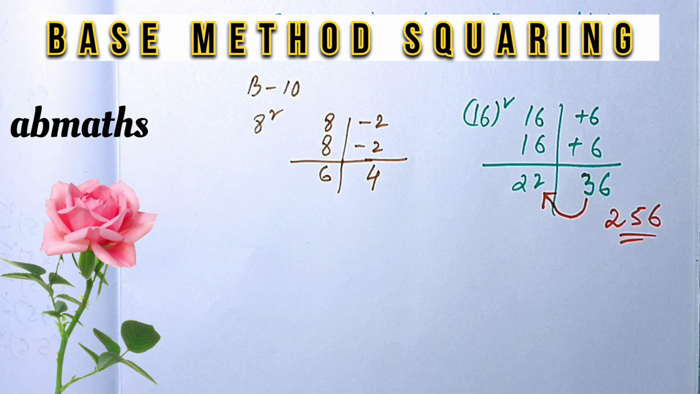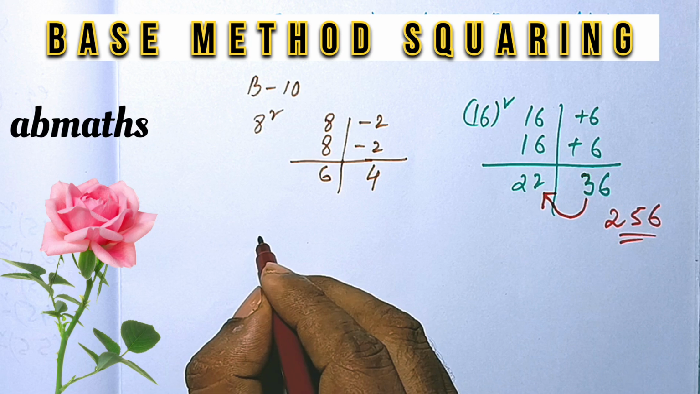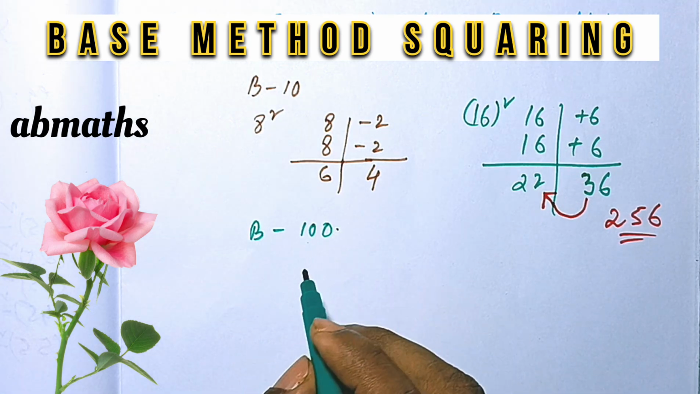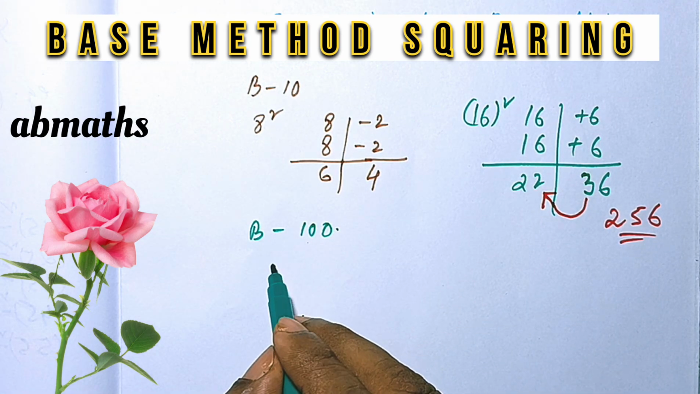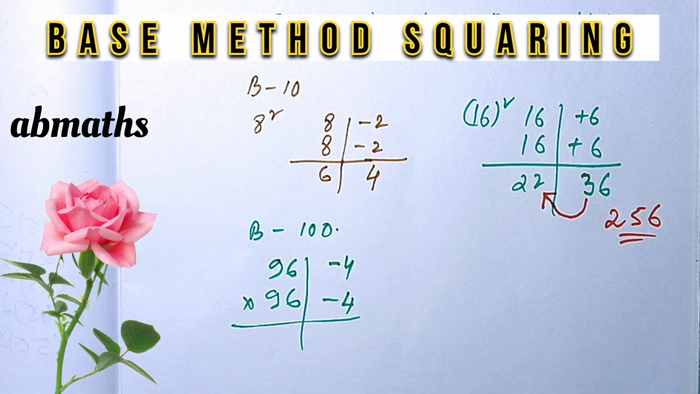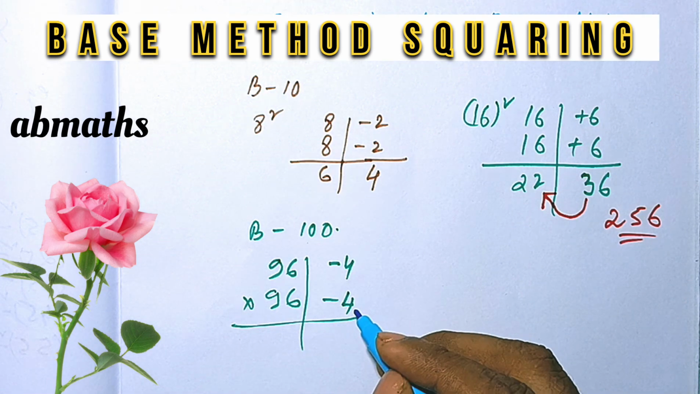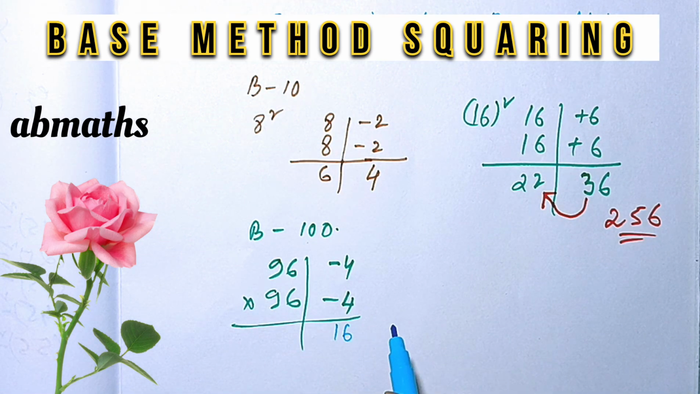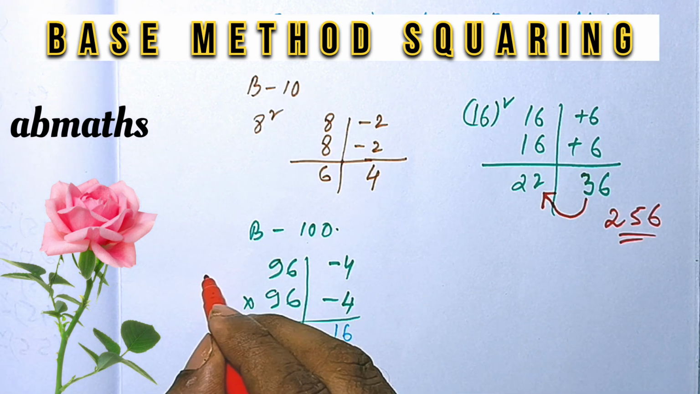Now what if we take base 100? So let's take the example of less than 100, 96 square. It is 4 away from 100. So now we multiply this. 4 times 4 is 16, and 96 minus 4 is 92. So 9216 is the square of 96.